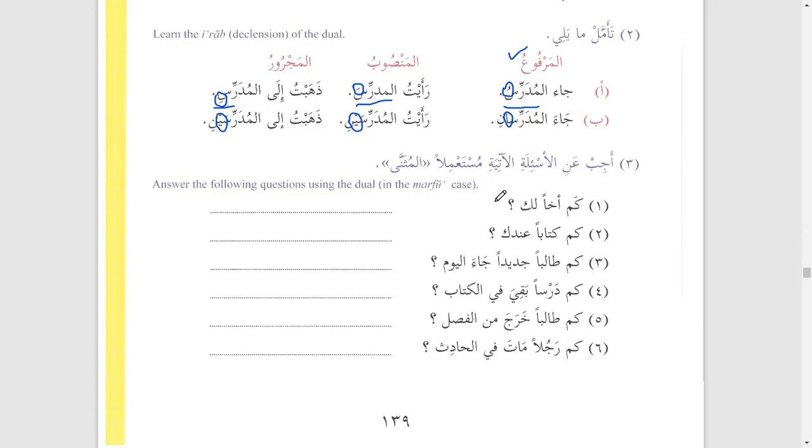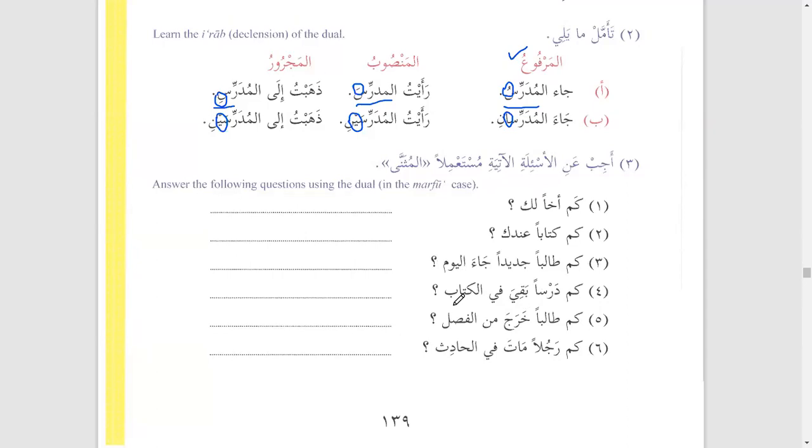Kam taliban jadidan ja'a al-yawma, how many new students came today? Ja'a al-yawma talibani jadidani. Excellent. Two new students came today. Kam darsan baqiya fil kitabi, how many lessons are left in the book? Two lessons. Baqiya fil kitabi darsani. Two lessons are left.